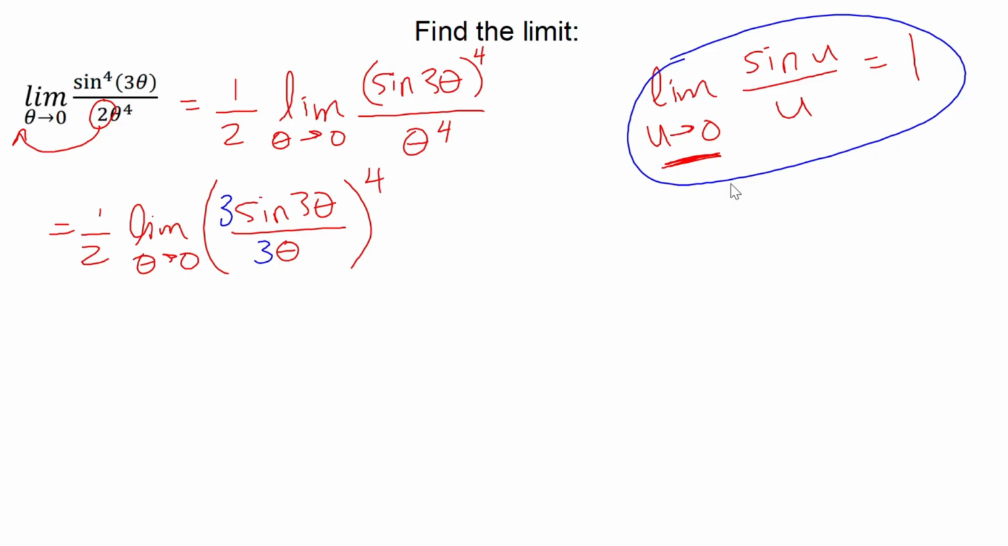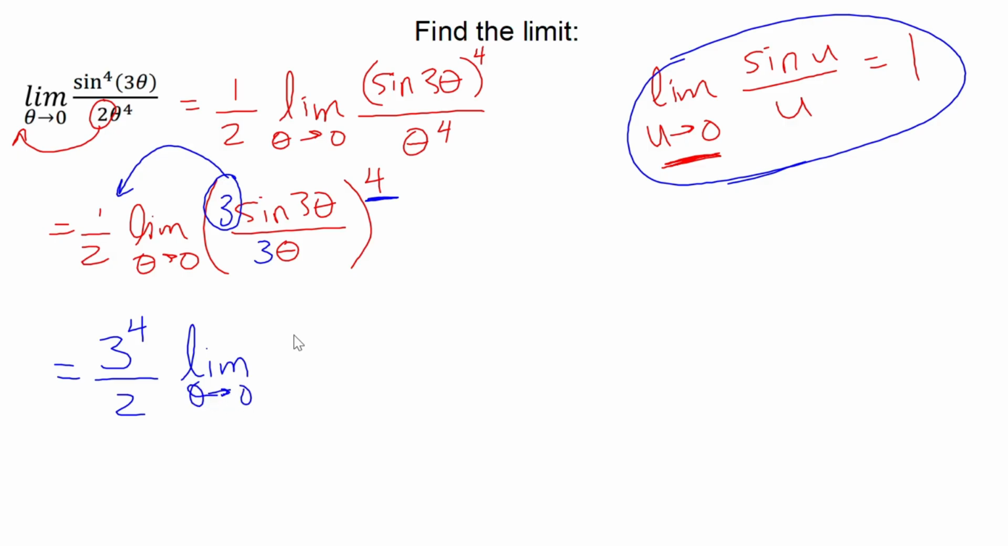Again, we don't have this limit yet because we have a constant in front of that sine. So we want to pull that constant out, and as we do, we need to remember that the constant is being raised to the power of 4. So this now becomes 3 to the fourth power over 2 times the limit as theta approaches 0 of the sine of 3 theta over 3 theta to the fourth power, which now looks almost like this. We just have a fourth power around it.